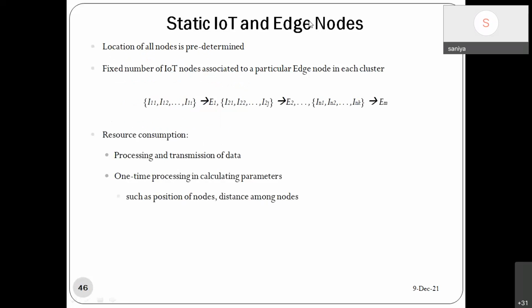In static IoT and edge, you have static values. The location of all the nodes is predefined, so a fixed number of IoT nodes can be associated to a fixed edge node. Resource consumption will occur because of processing and transmission of data. There will be one-time processing in calculating parameters such as the position of the node and the distance among the nodes, because it is not going to change in this static scenario. If this changes, there will be problems added to the resources.